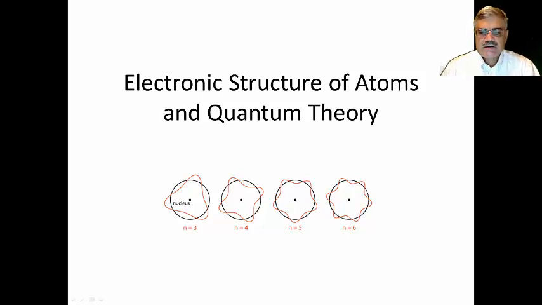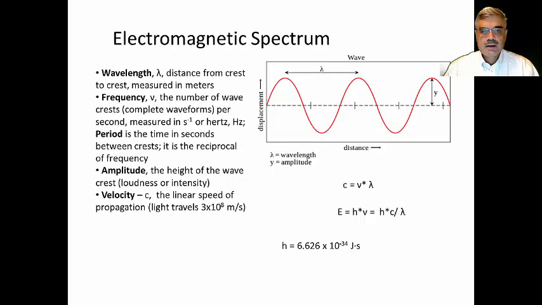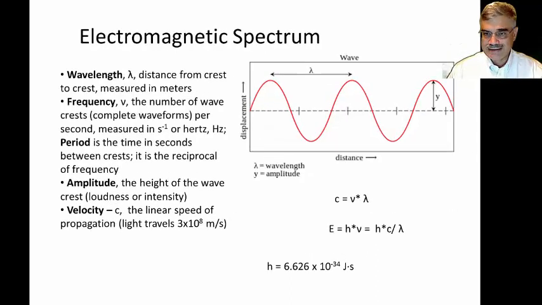Hello class, this chapter is on the electronic structure of atoms and quantum theory. First we have to talk about the electromagnetic spectrum, or what we usually call light.